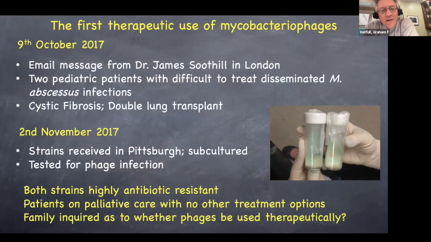So at the end of 2017, we were contacted by a colleague, James Soothill, at the Great Ormond Street Hospital in London. They had 2 pediatric patients with similar profiles. They both had cystic fibrosis.